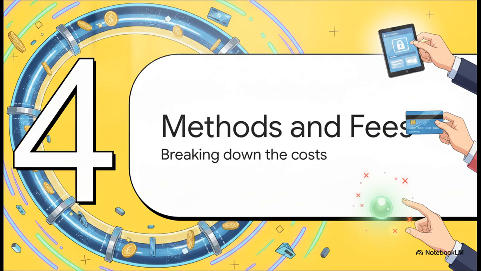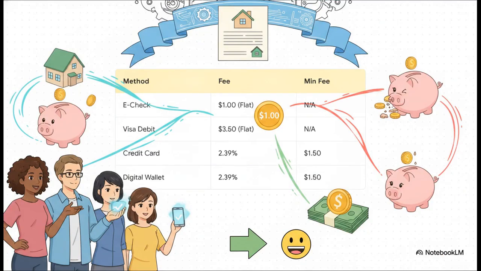All right, Section 4, payment methods and fees, breaking down the costs. Now, what's really interesting about this slide is that choosing the right method can seriously save you money. Using a credit card or a digital wallet like Apple Pay incurs a percentage-based fee of 2.39% with a $1.50 minimum. If you have a high tax bill, that percentage can really add up. A Visa debit card, that's a flat $3.50.